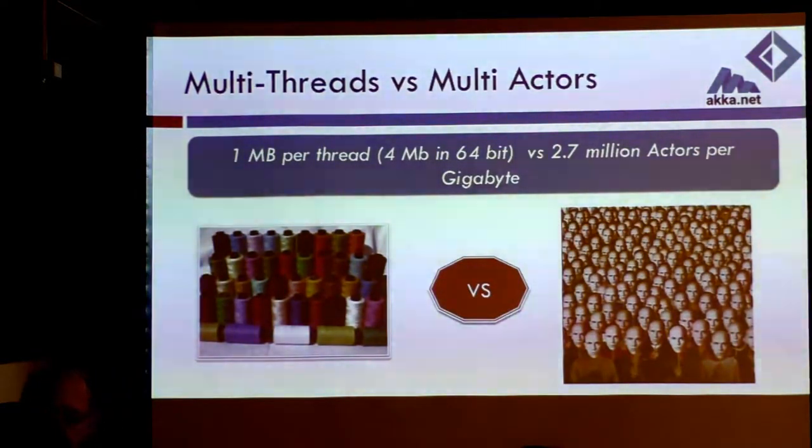And one of the great benefits of the actor is that it's very lightweight. You can have 2.7 million actors in 1 gig of your machine versus, I think, almost 5,000 threads on a 32-bit machine. This also gives you the freedom to represent your domain model with actors, right?